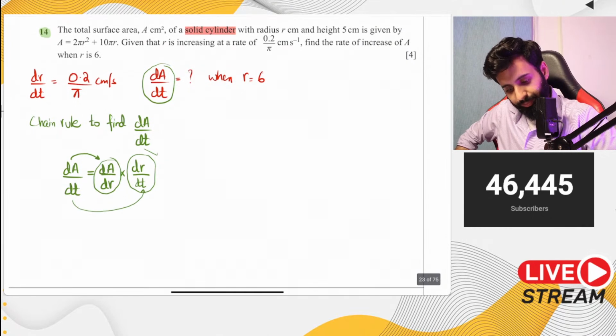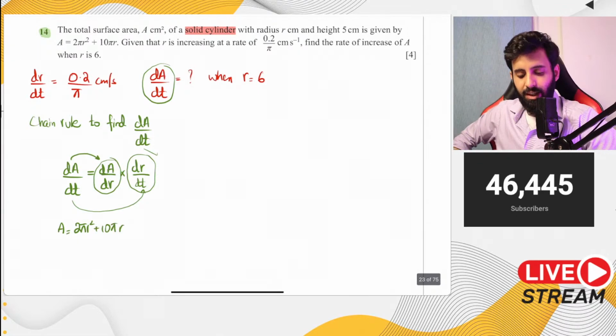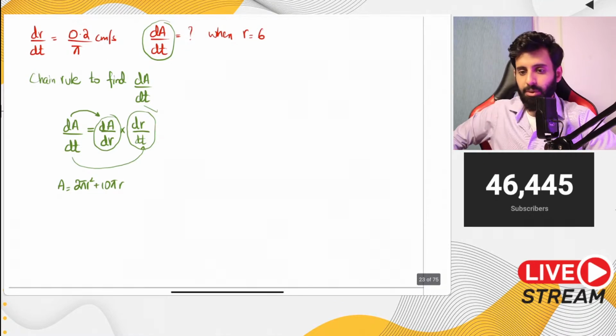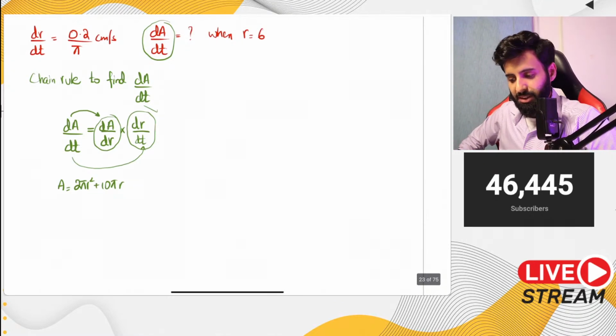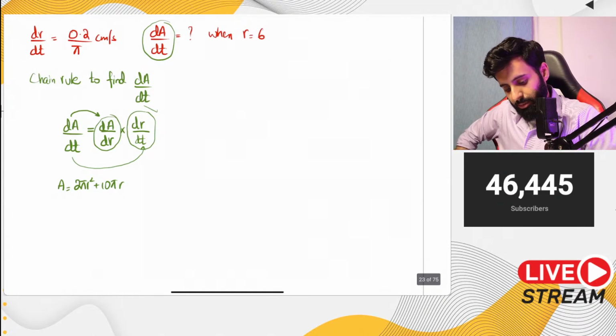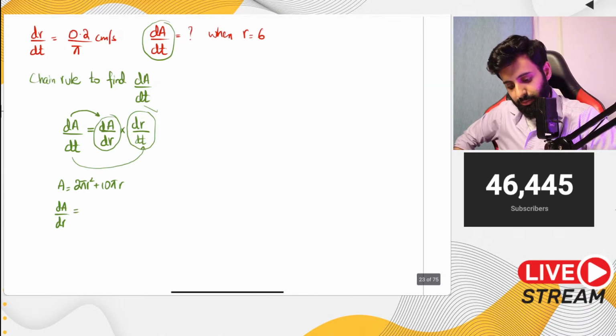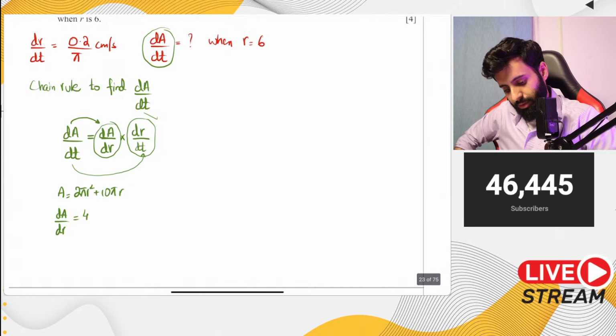Let's see. We have area equal to 2 pi r square plus 10 pi r. Now, what can I do to this equation that will give me dA upon dr? dA upon dr basically means that you've differentiated area with respect to r. So that's what I'm going to do. 2 pi r square, if you differentiate it, becomes 4 pi r, and 10 pi r becomes 10 pi.